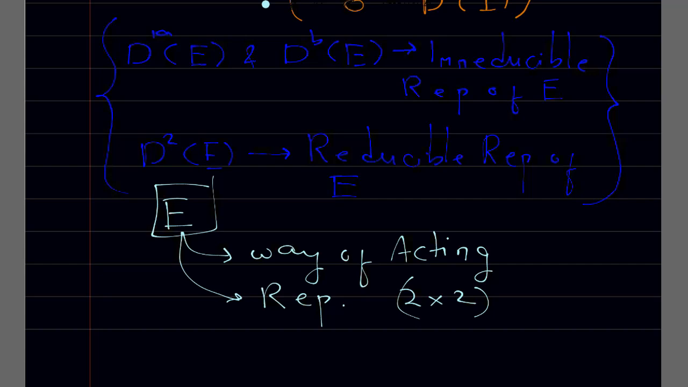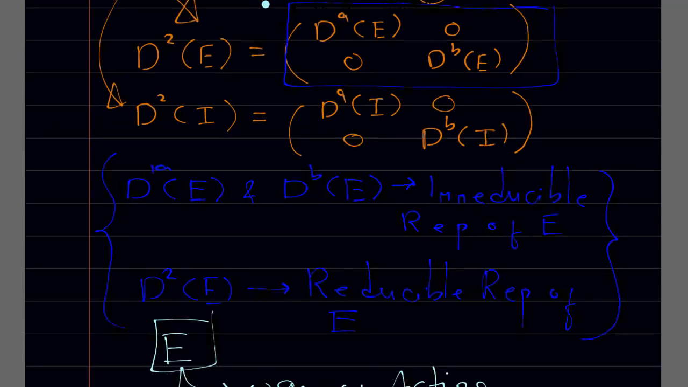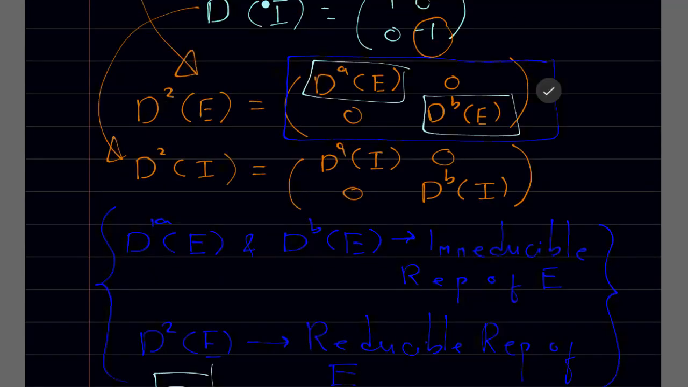The first representation appeared here at the top and the second one appeared here. That means we were able to reduce the 2 cross 2 representation to two 1 cross 1 representations. So if you're representing your operator with a certain matrix, and if the matrix is reducible, then the representation that you started with is called a reducible representation.